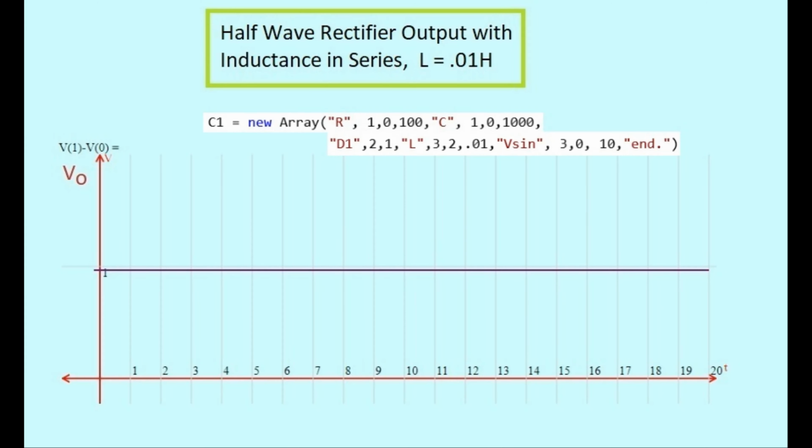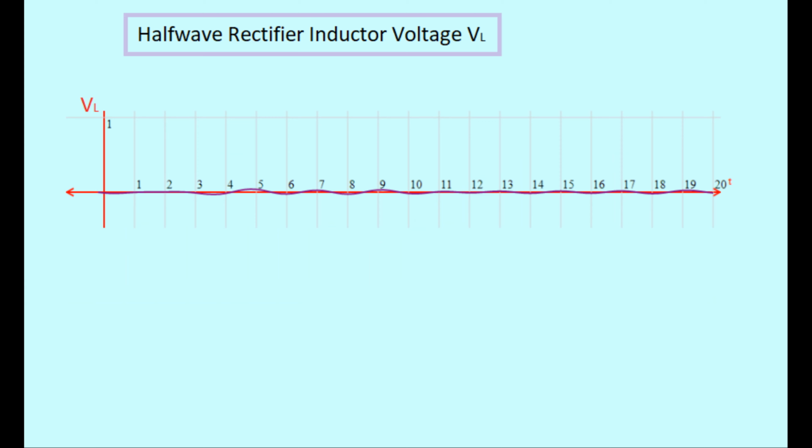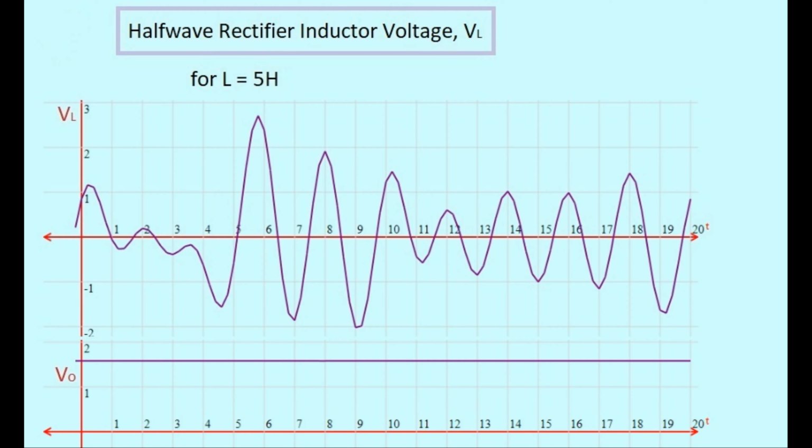Here is the output voltage for a half-wave rectifier in series with an inductor. It looks like a DC voltage with near zero ripple as well. And here is the voltage across the diode. It has a bit of ripple in it. And here is the voltage across the inductor. It looks like the ripple from both of these elements cancel each other out, so that they don't affect the output voltage. And here are the waveforms for a half-wave rectifier with a larger inductance. The ripple is larger, but the output voltage is unaffected by this ripple, even though it has changed in amplitude.